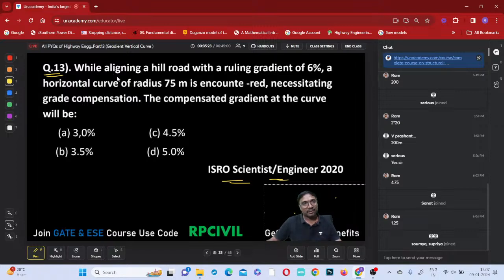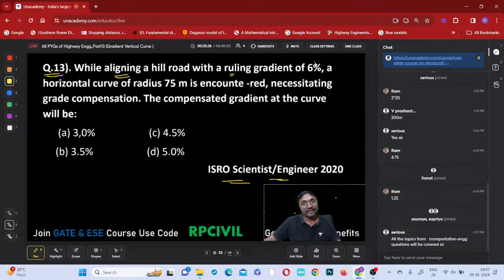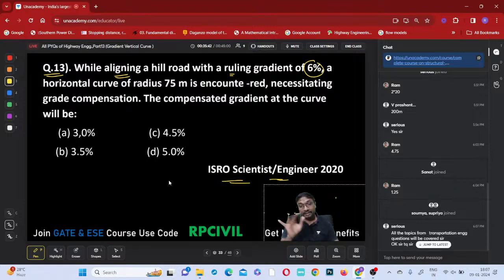While aligning a hill road with a ruling gradient of 6%. This is the 13th lecture, serious aspirants. Try to refer to the previous 12 lectures also. Some more lectures will continue until all topics are over, with PYQs of all topics and mostly all models. Prince also answered correctly from YouTube.